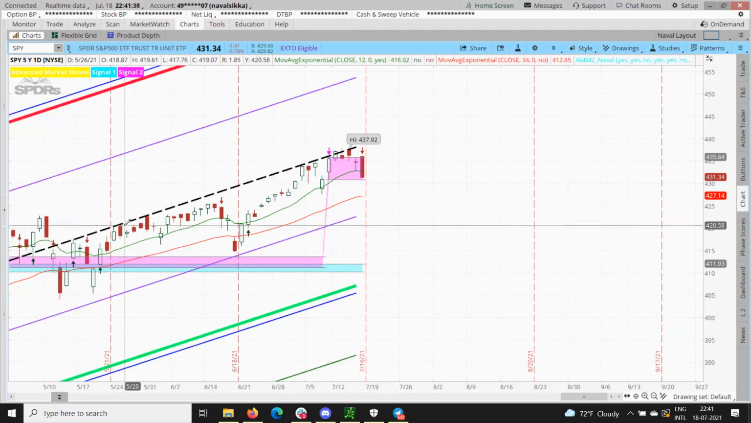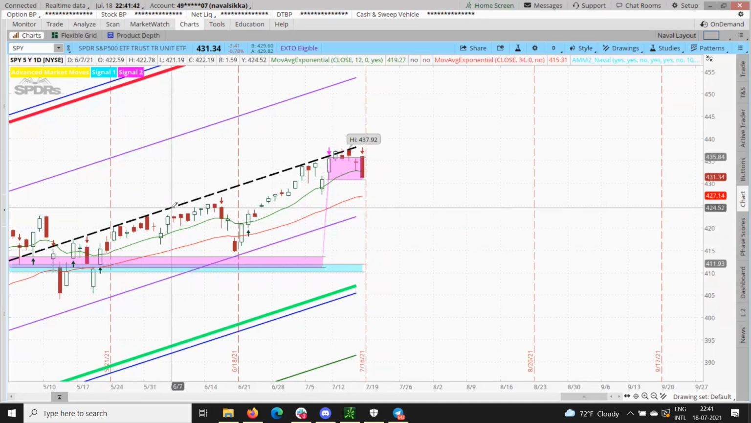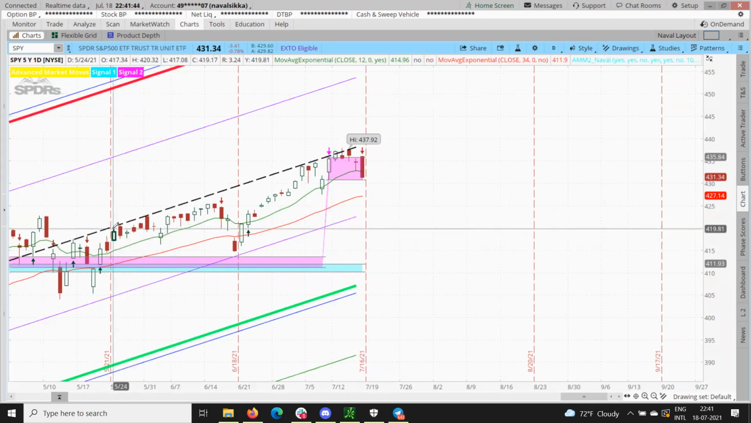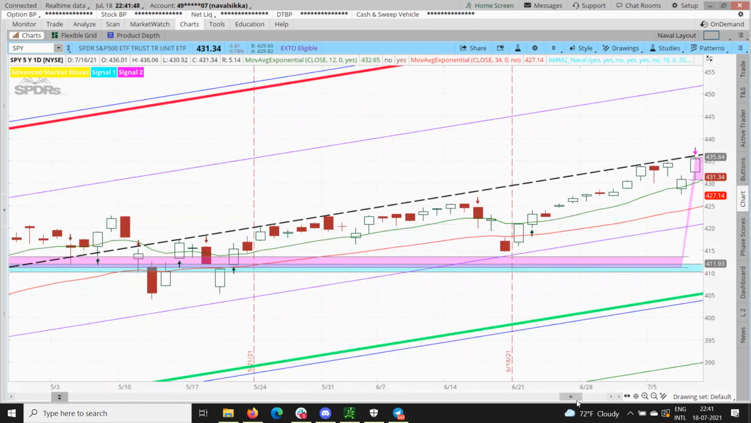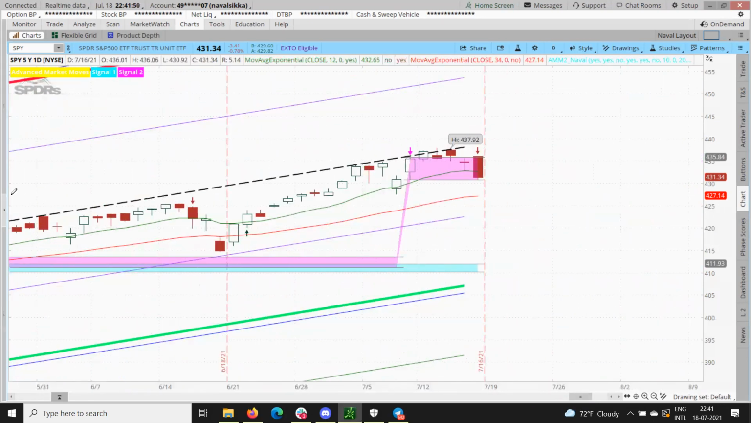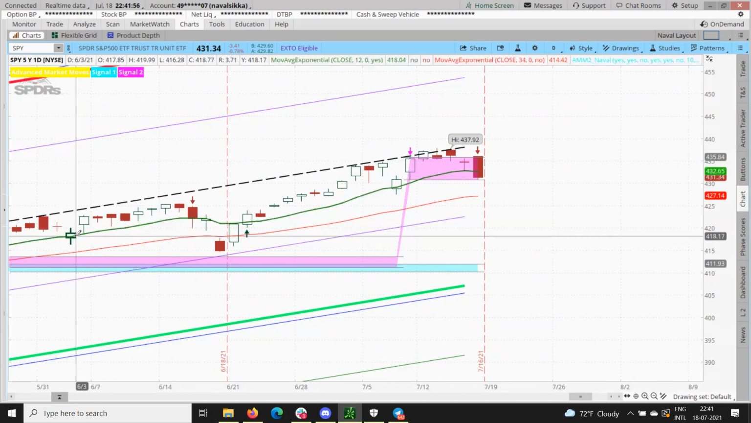But if you see here, it tries to cross or breach this central trend line, but it fails. It touches it. Let me just increase. You see, right there, it touches it. It fails. It comes back and tests the resistance line.